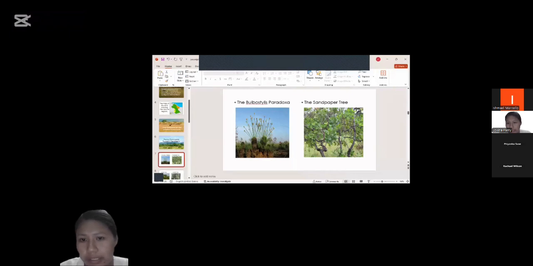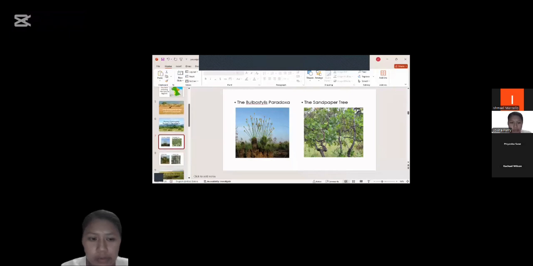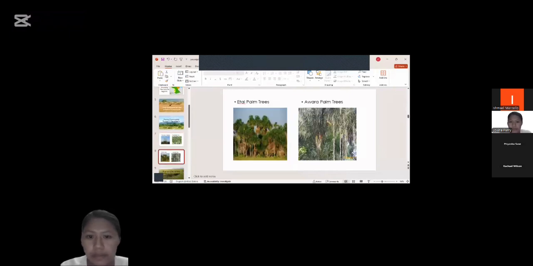And on the right-hand side, we have what we call the sandpaper tree, right? So these are 2 of some of the common plants that we usually see in the vast grasslands of the interior savanna. Here we have 2 more pictures showing us plants that we usually find along swampy areas or along riverbeds. On the left-hand side, the Ite palm trees, and on our right, we have the Awara palm trees.